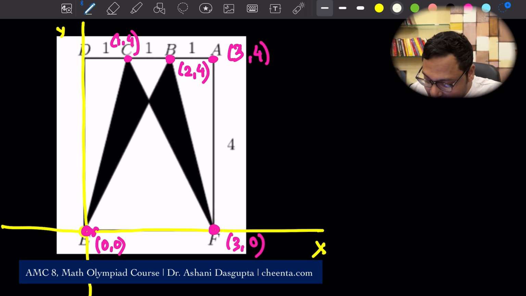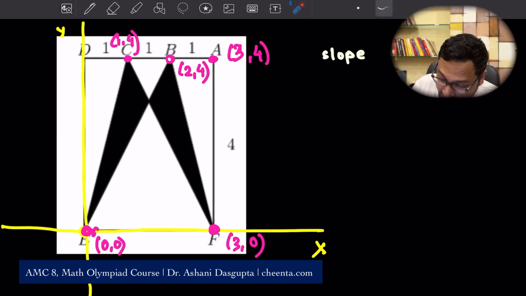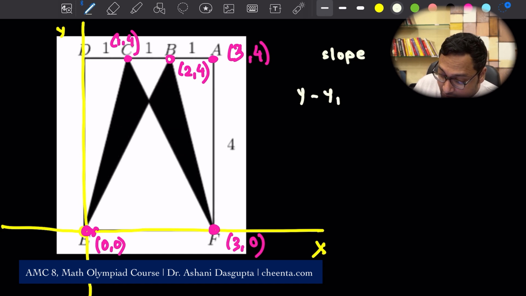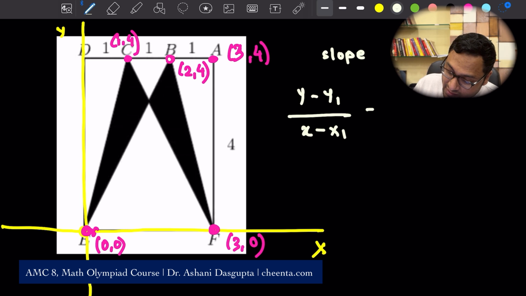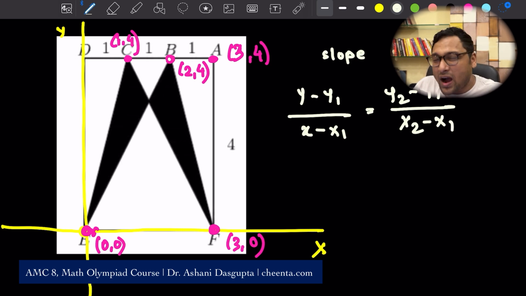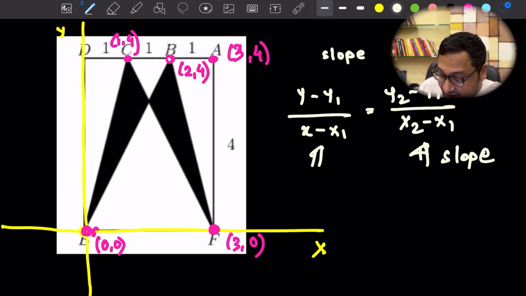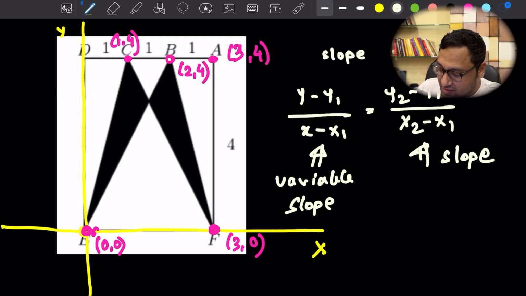But if you don't know it, here is the slope formula of a straight line. So what is the formula? You just take a point, let's say 2, 4. The formula is (y minus y1) by (x minus x1) equals (y2 minus y1) divided by (x2 minus x1). So why is this true? Again, it's very important to understand why this formula actually works. This side is the variable slope, and this is the constant slope which you get from the 2 points, and they must be equal.